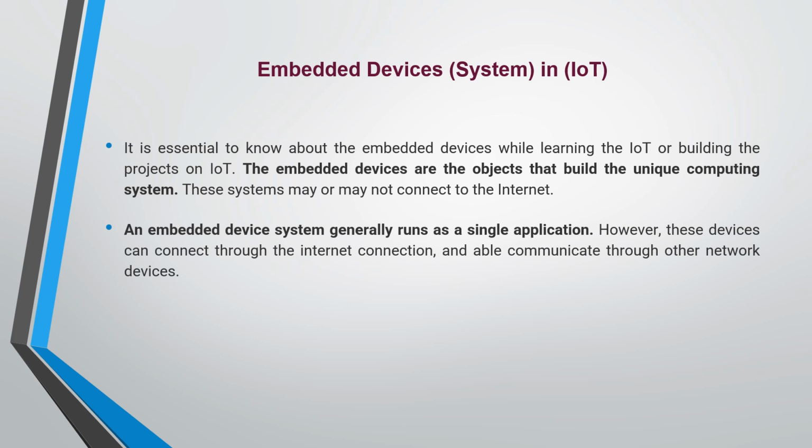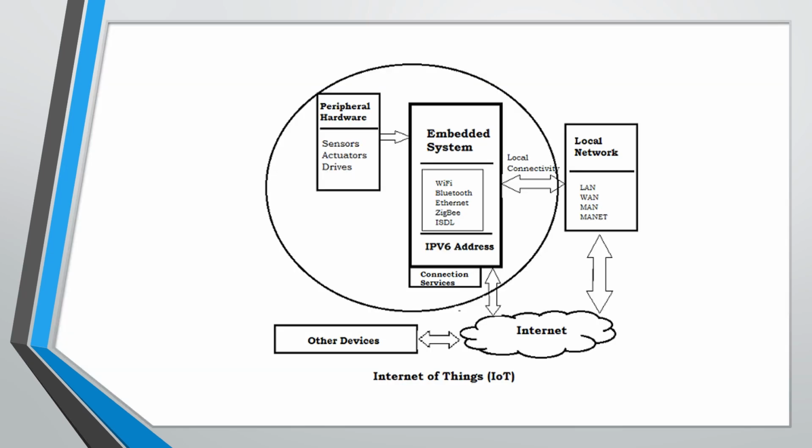So embedded devices actually run as single applications. We are going to see what hardware components are required, and then the software aspect of these embedded devices inside the IoT. However, these devices can connect through the internet and communicate with other network devices also. So you can see over here that the embedded devices are available inside the computer system.